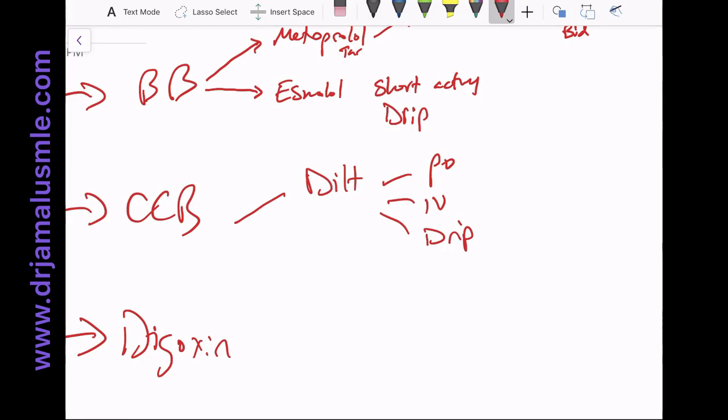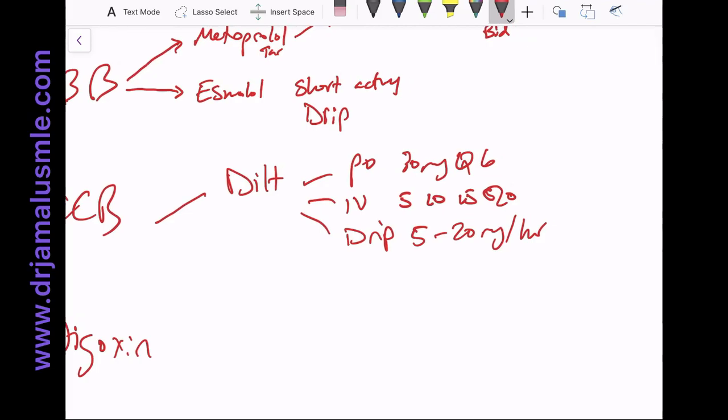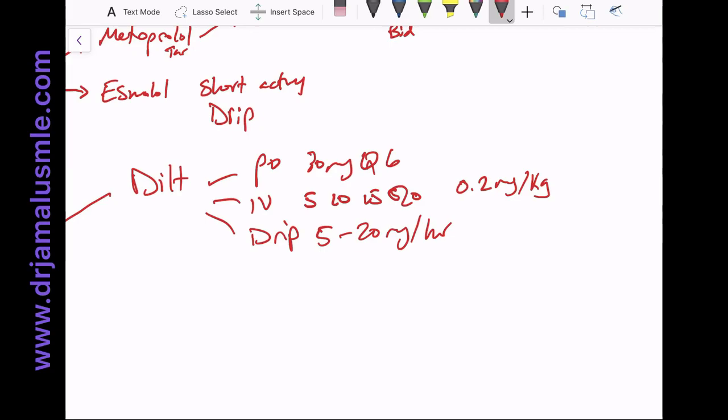The starting dose for the PO is 30 milligrams Q6 hours. For the drip, you can start from 5 until 20 milligrams per hour. For the IV push, you can push with 5, 10, 15, 20, usually depending on the weight of the patient. And usually they say you can do a bolus of 0.2 milligram per kg. So if someone is 100 kilograms, that will end up with 20 milligrams IV push.